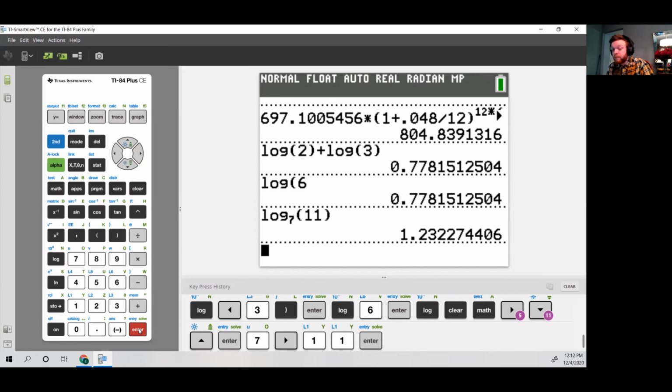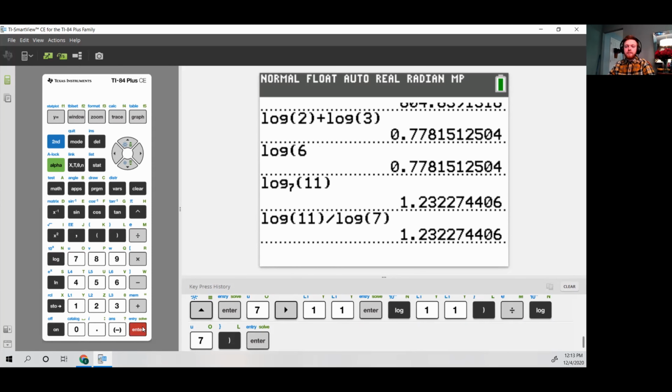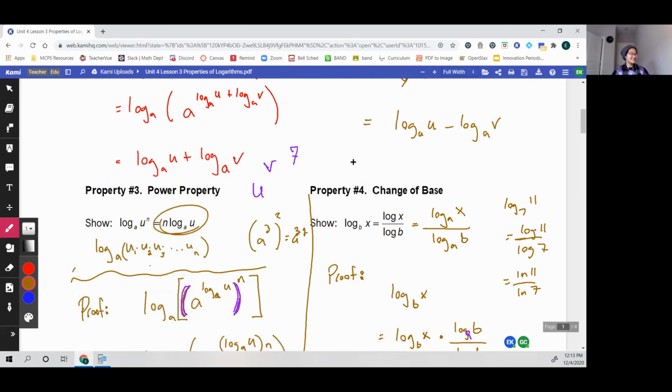I'm going to get a number. 1.23. But if you don't have a TI-84 Plus CE like I do, on my computer you can just do log 11 divided by log 7. Enter. Same thing. There it is. Proof by example. Oh, we did the legitimate proof. That's true. Right here.